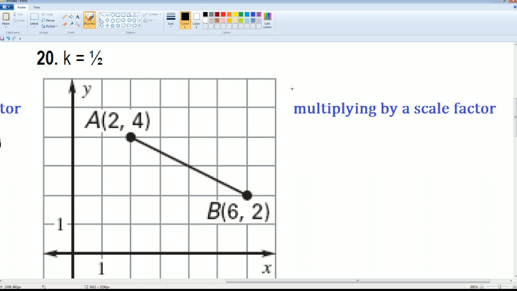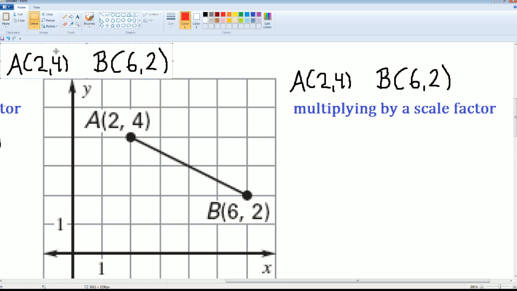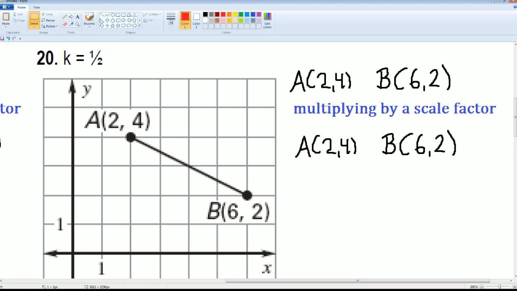The original points were A is (2, 4) and B is (6, 2). What are we going to do to it? We are going to multiply by the scale factor. So this 1/2 is going to be multiplied to every one of these. Alright, let me just rewrite it. It should look like this.